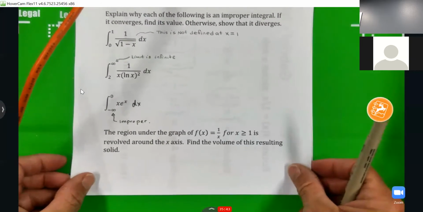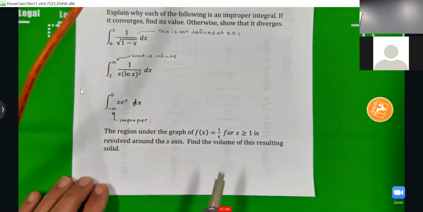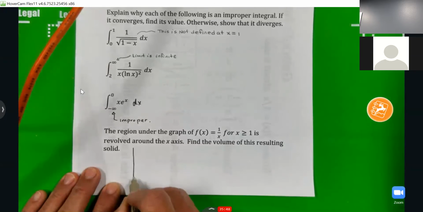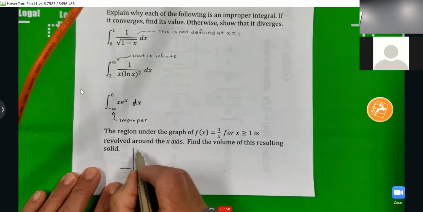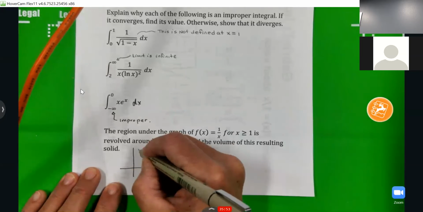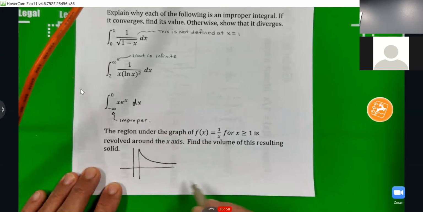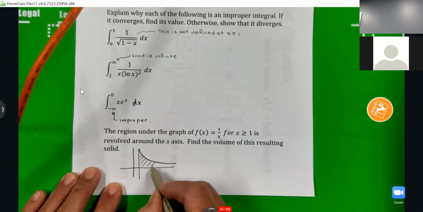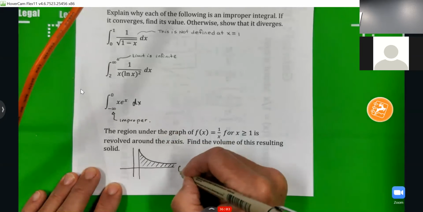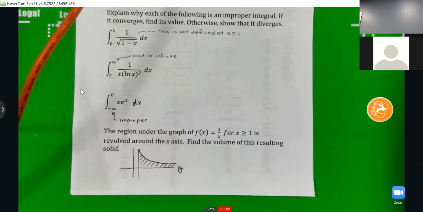So here's the problem I'm talking about. The region under the graph of f of x is equal to 1 over x, for x bigger than or equal to 1. So here's x is equal to 1. Here's that graph. This region here is revolved about the x-axis, and it creates a solid. It kind of looks like a horn. And I want to know what the volume of that solid is.